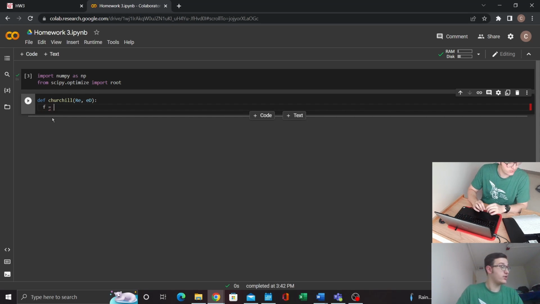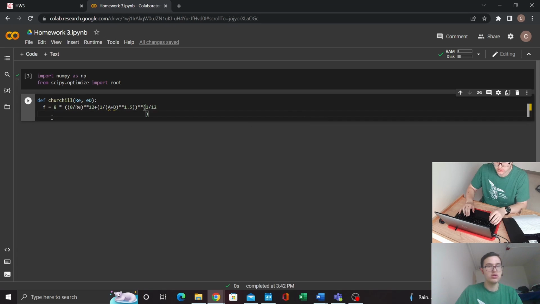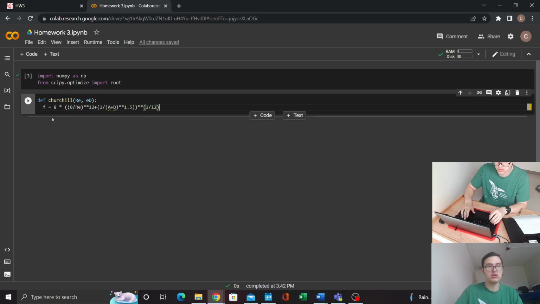So we know that F is equal to 8 multiplied by 8 times 8 divided by the Reynolds number to the power of 12, plus 1 divided by A plus B to the power of 1.5, and all of that is to the power of 1/12.